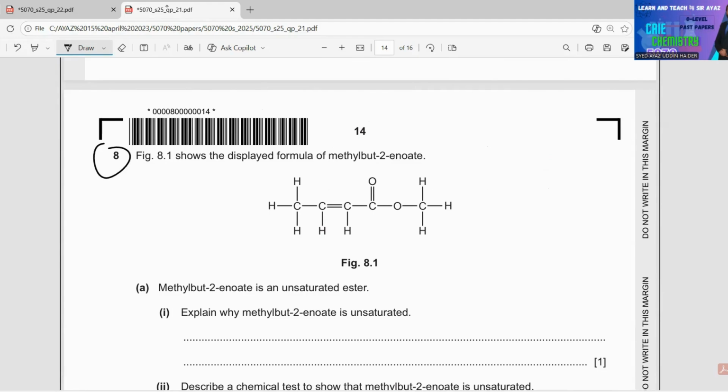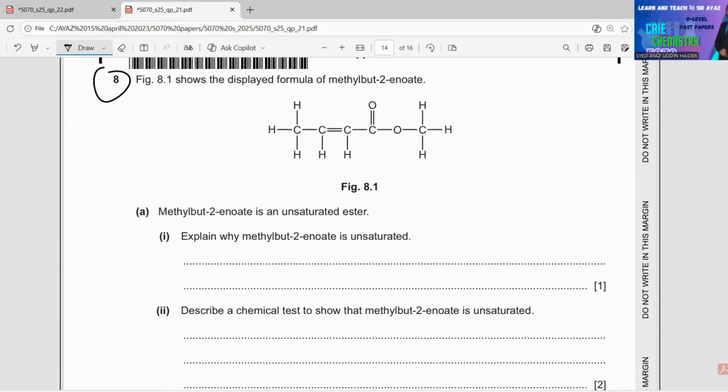Question number 8. Figure 8.1 shows the displayed formula of methyl but-2-enoate. A. Methyl but-2-enoate is an unsaturated ester. 1. Explain why methyl but-2-enoate is unsaturated. It definitely contains a carbon-carbon double bond. So we'll write presence of carbon-carbon double bond.